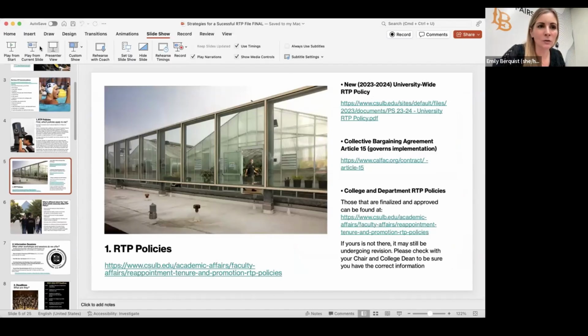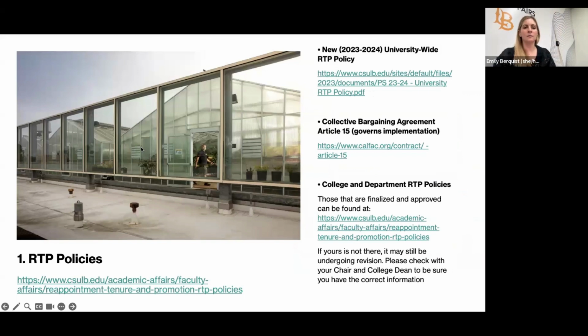I glossed over these two. Let me go back a little bit, so sorry. Our RTP policies. So here are the links for where you can find the different policies. You can find them all on the Faculty Affairs website.